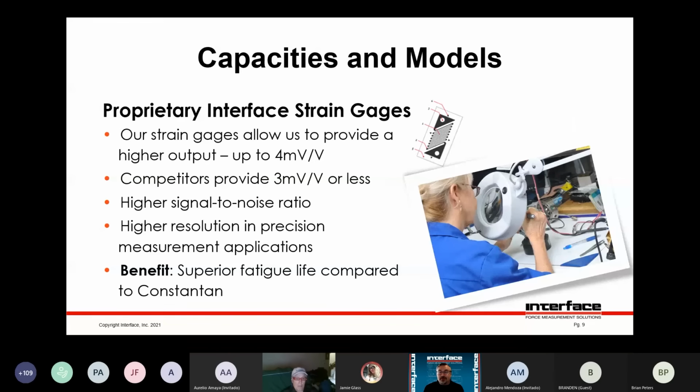Interface, we make our own strain gauges. I mentioned strain gauges earlier. That's the core component of the load cell. One of the things that's unique about Interface is we do make our own strain gauges. They're a little higher gauge factor than ones commercially available on the market.